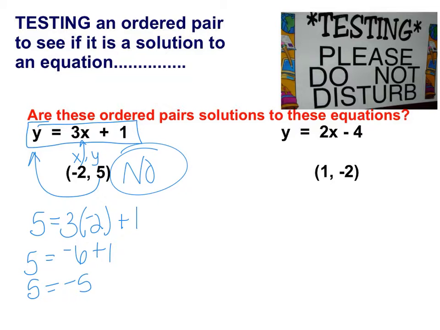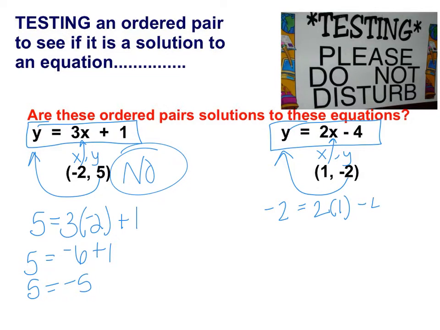Let's see if (1, negative 2) is a solution to this equation, y equals 2x minus 4. Remember, we have an x-coordinate and a y-coordinate. Okay, let's take our y-coordinate and plug it in for y. Negative 2 equals 2, take your x-coordinate, put it right here for x, minus 4. So let's solve. 2 times 1 is 2, so we have negative 2 equals 2 minus 4.